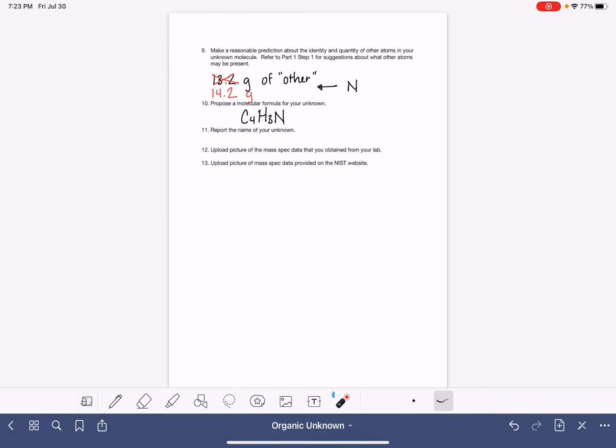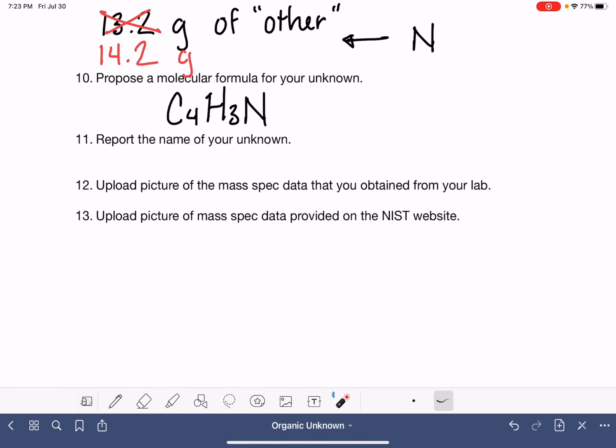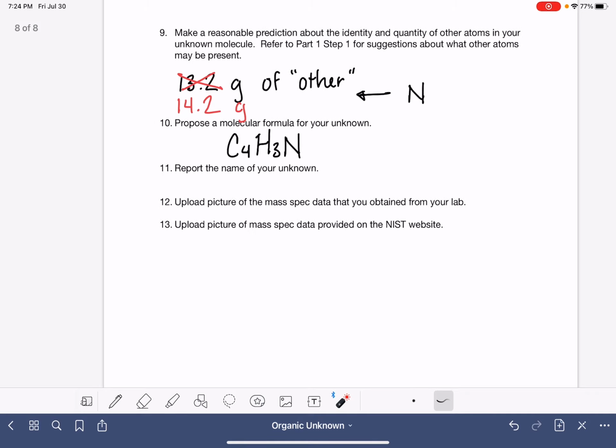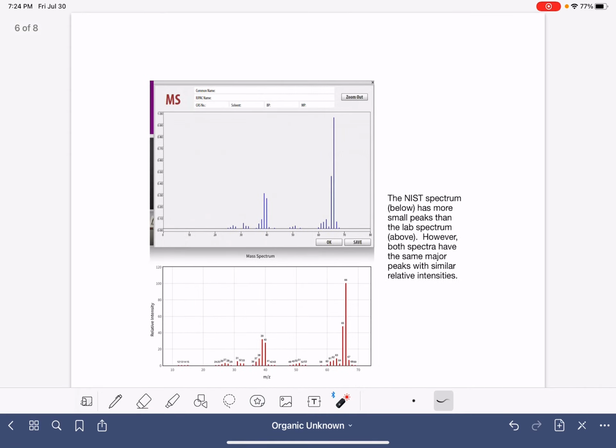So in your instructions, it's going to tell you to go to the NIST website. The URL for that is in your lab instructions, and you are going to search by molecular formula in the NIST database. And in that set of data, you're going to see a whole bunch of molecules that have the same formula as yours. There's going to be many, many different molecules that have C4H3N. Actually, not that. But your molecular formula, you'll have tons of different options, and you'll just start clicking on all of them and looking at all of them, looking at their mass specs.